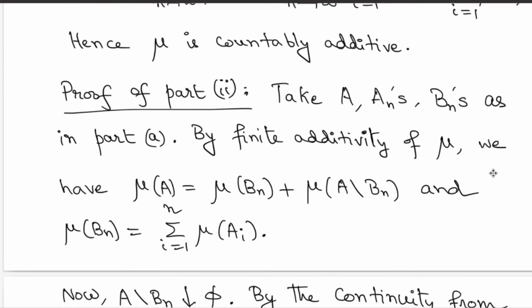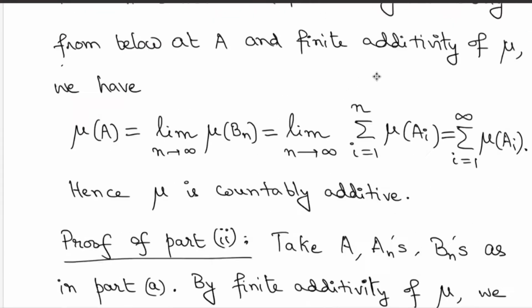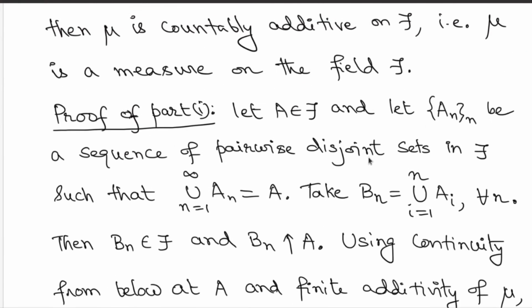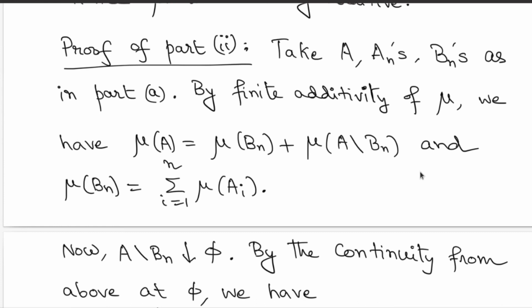Okay, all right. And for part 2, we are going to take these same An's, Bn's as above. Actually, this should be part Roman 1, so this correction will be made in the notes. So what do I mean by this? Again, you choose this sequence of pairwise disjoint sets and take this complete countable union, call it A, and take Bn as this finite union, which is of course a pairwise disjoint union of these sets Ai up to n. So take these same sets and you want to verify countable additivity once more.